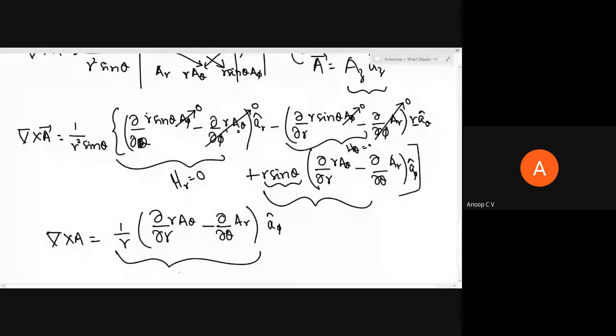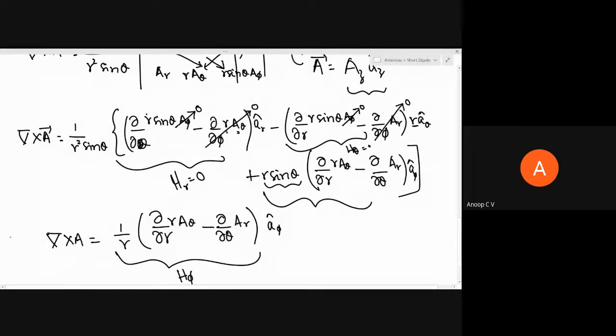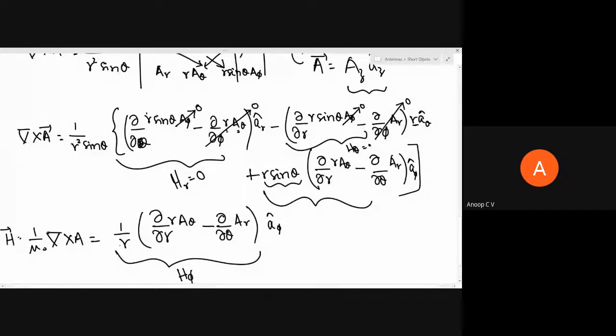Only phi component. H has got only... actually, there should be 1 by mu naught also, right? So H is equal to 1 by mu naught del cross A, again 1 by mu naught r times this, right? So it has got only phi component. H has got only phi component, right?